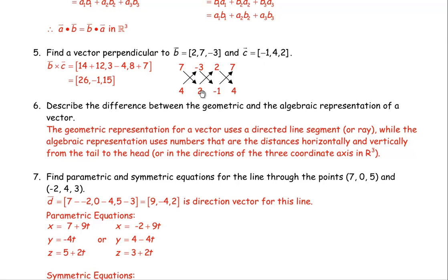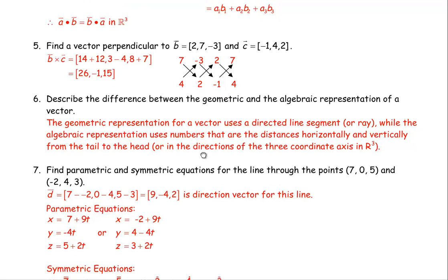So we go 7 times 2 is 14 minus the product of 4 and -3. So actually minus 4 times -3 would be the same as plus 12. And then -3 times -1 is 3. Minus 2 times 2 is 4, so minus 4. And then 2 times 4 is 8. Minus -7 would be plus 7. And so that works out to 26, -1, 15 for B cross C.